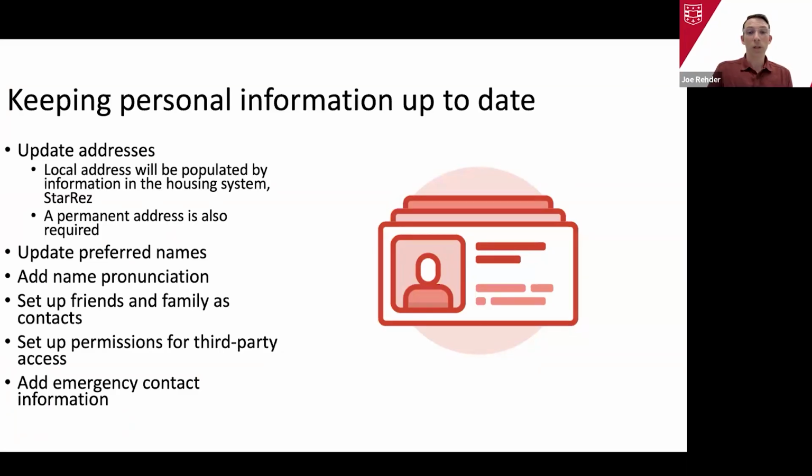The first thing students should do when they log into Workday is make sure that their personal information is accurate and current. They can update their addresses directly in Workday. One thing to note, their local address, where they're living while they're at school, is pulled in automatically from our housing system, StarRez. But in 2 years, if they choose to move off campus, they'll need to update their local address in Workday. The university also requires record of students' home address, which we refer to as their permanent address. Students will receive reminders about this if we note that they haven't been added.